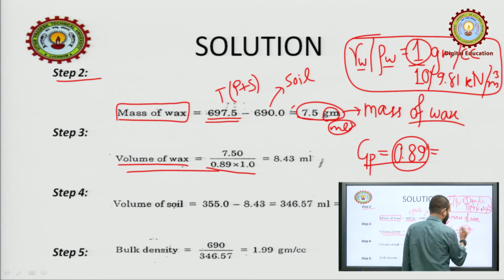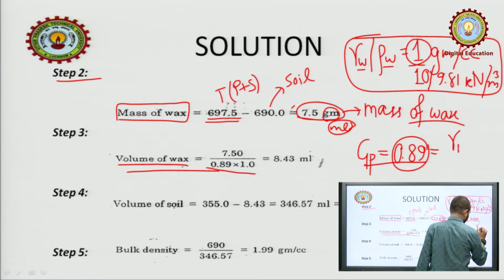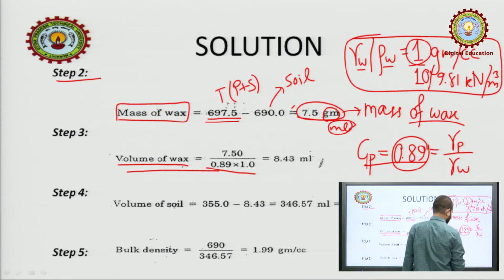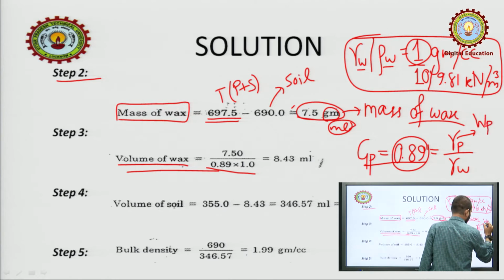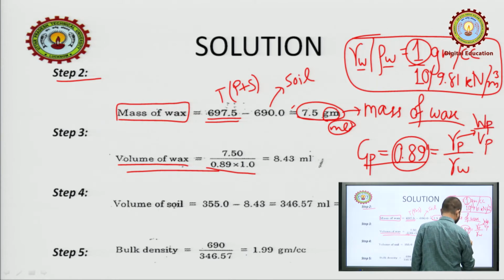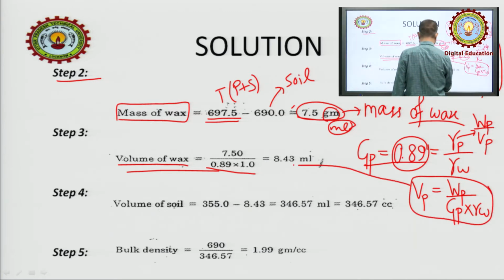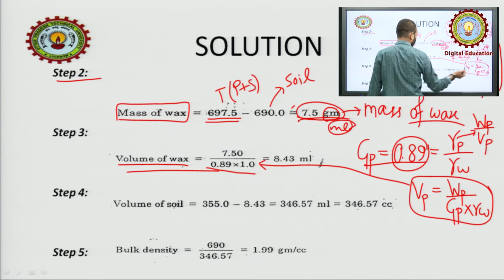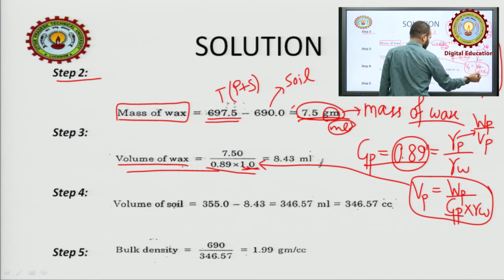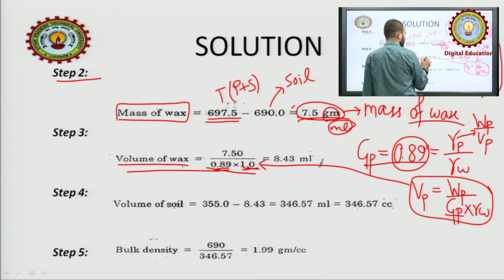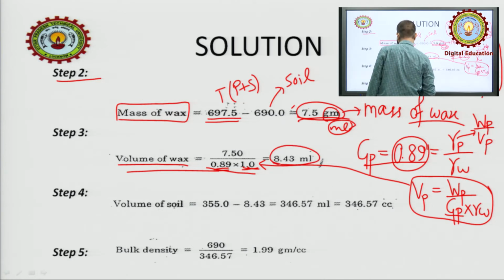So you know what is the formula? Gamma for paraffin wax upon gamma for W. We require the volume of wax, so let us bifurcate it into weight of P upon volume of P. So finally what we will get? Volume of P will be equal to weight of P upon G of P into gamma of W. This formula is used here. Weight of P, this one, gamma of W is 1, and this is given as 0.89 in the question itself. So we will get the volume of wax.